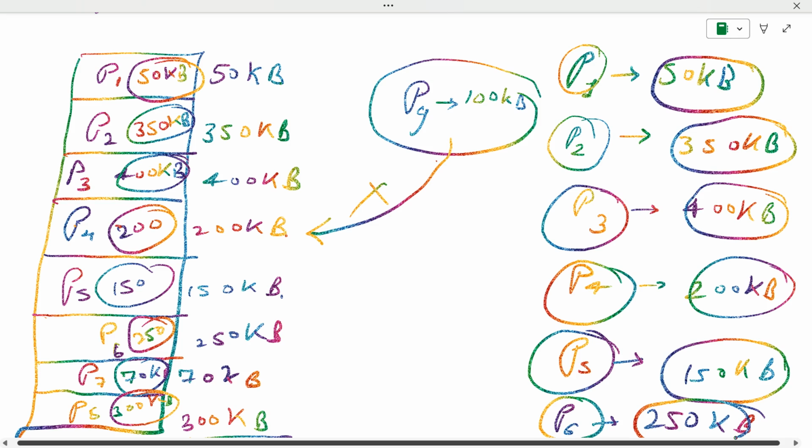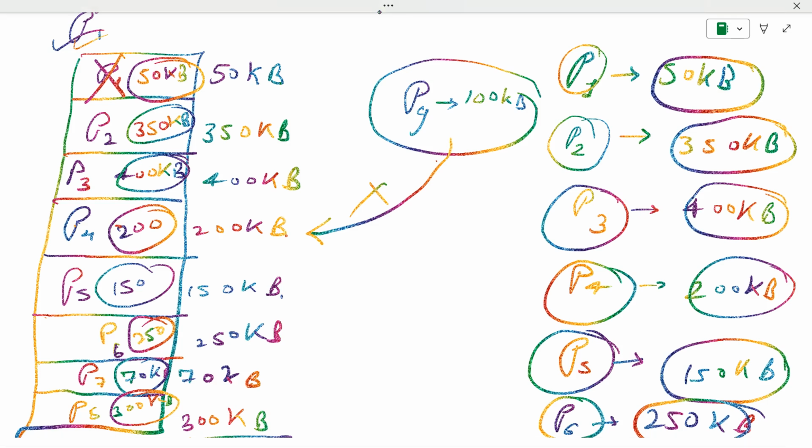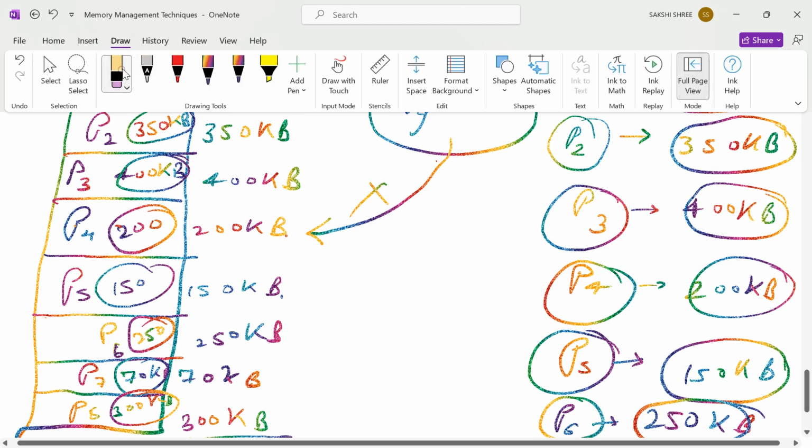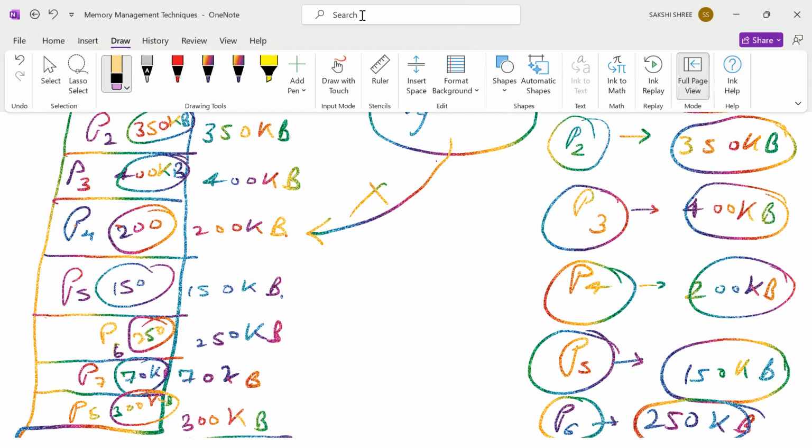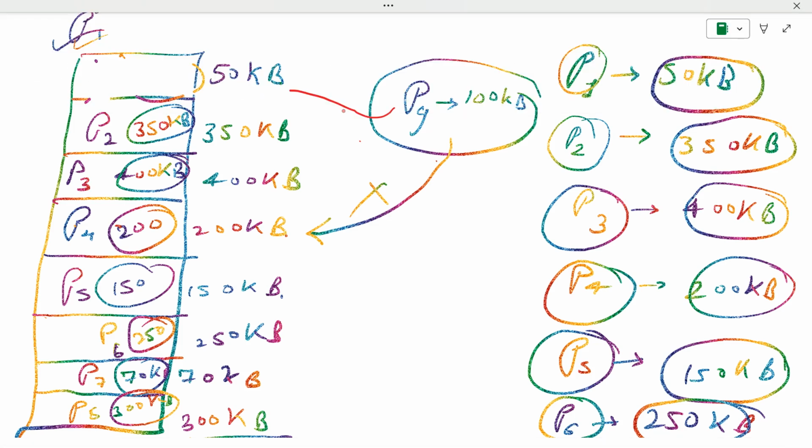Let's say among these 8 processes, the very first process that completes is P1. When P1 is completed, this space will remain empty. Now we don't have P1 here, and this 50 kb is empty. Can we accommodate P9 in this partition? P9 requires 100 kb, and we have a partition of only 50 kb. So we can't accommodate P9 here, and this space will remain unused until we get a process that occupies 50 kb.